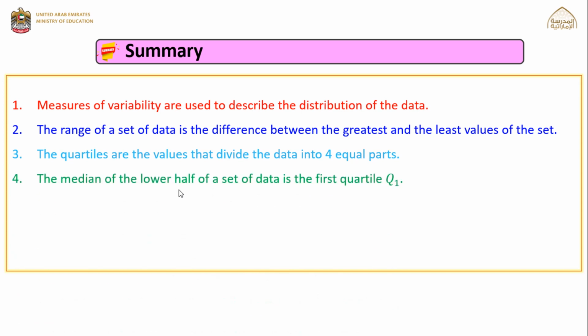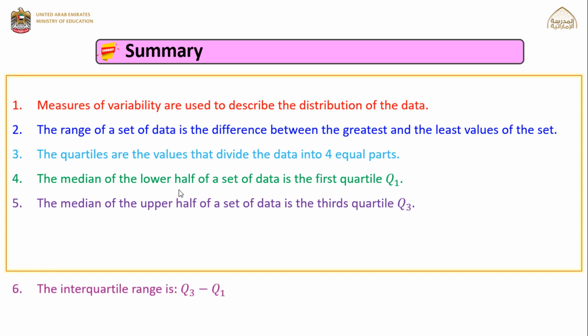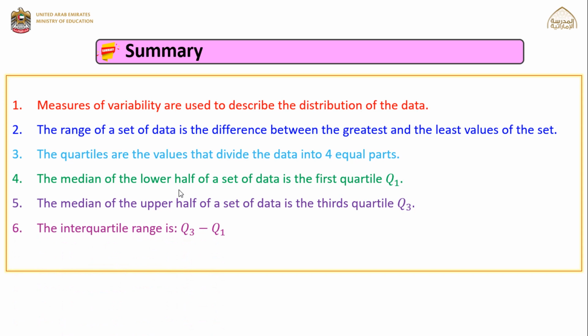The median of the lower half of a set of data is the first quartile, or Q1. The median of the upper half of a set of data is the third quartile, Q3. The interquartile range is Q3 minus Q1, which is the difference between the third quartile and the first quartile. The mode is useful when data have many repeated elements.